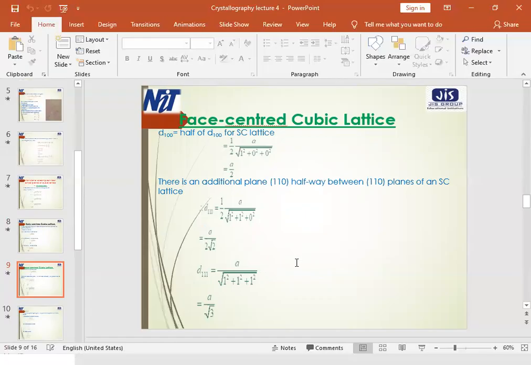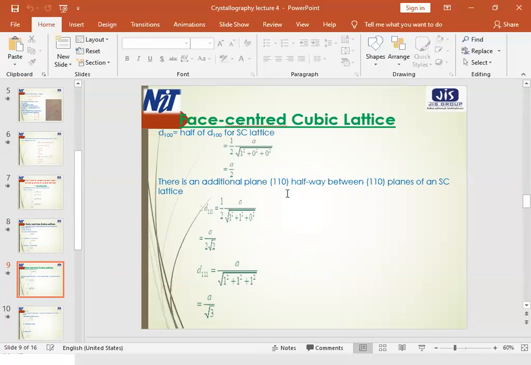Now for the face centered cubic structure. In the face centered cubic structure, there is an additional plane midway in the d100. So because of that, d100 will be half of d100 for simple cubic lattice. So this is A by 2.